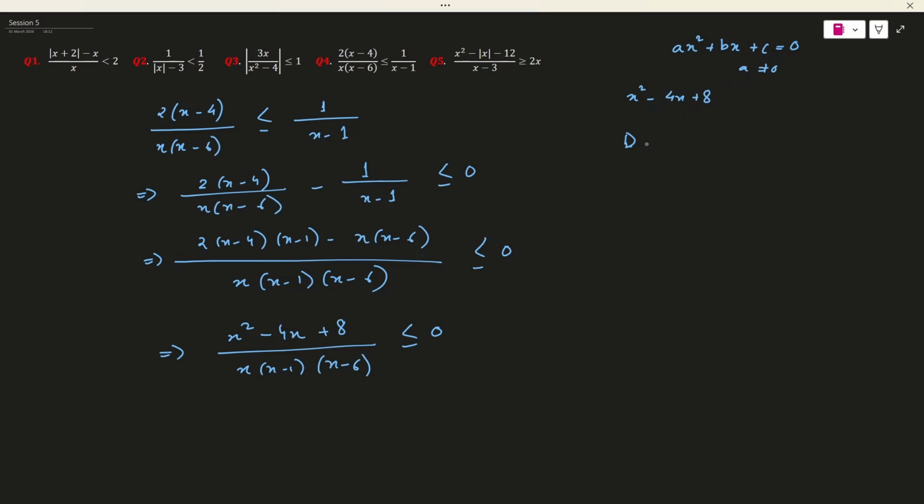What is the discriminant for this expression? B square minus 4ac. B is minus 4. Minus 4 square minus 4 times a is 1, c is 8. 16 minus 32, which is minus 16, which is less than 0. That means no real root exists, right? No real roots exist for this quadratic expression or equation. Okay, that means you cannot factorize this using real numbers. And since a is greater than 0, here a is 1, right? A is greater than 0, this will be an upward parabola like this.